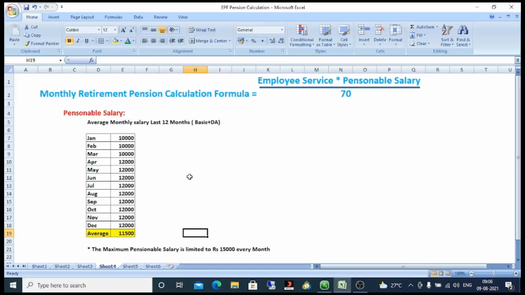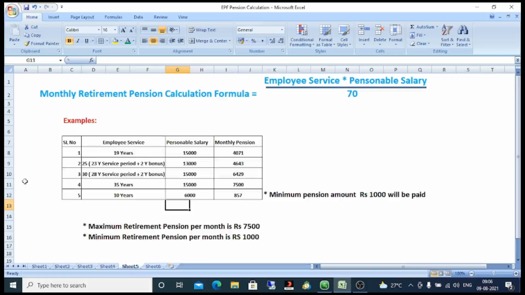Pensionable salary, as I told already, is the average monthly salary of the last 12 months, basic plus DA. For example, I have taken January to December, and the monthly salary including basic plus DA is added there. The average is 11,500. The maximum pensionable salary is limited to 15,000 as per EPF. Let us see one calculation here.